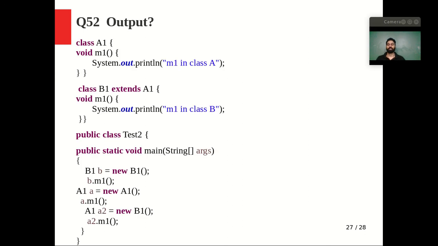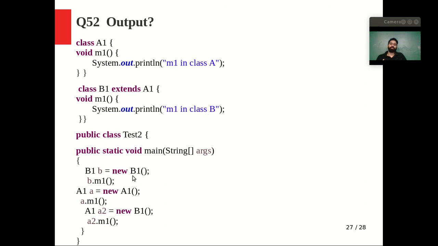So now again you have to find the output of this. We have class A1, which has method M1, and here we have System.out.print M1 in class A. In the same way, we have child class B1, which has a method M1, and there is System.out.print M1 in B class.